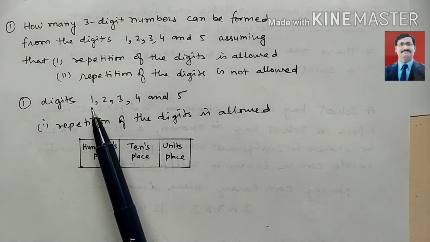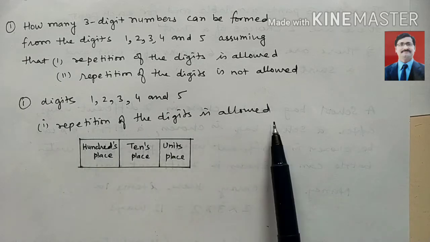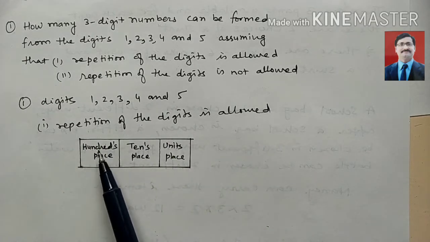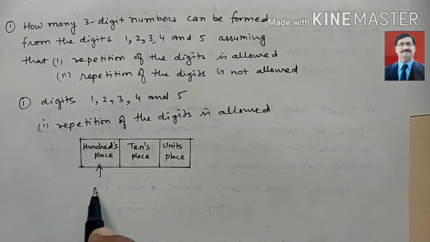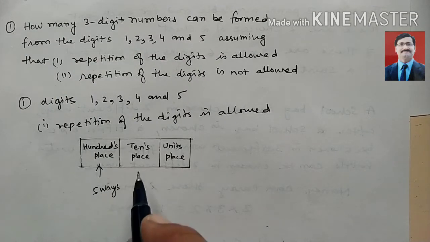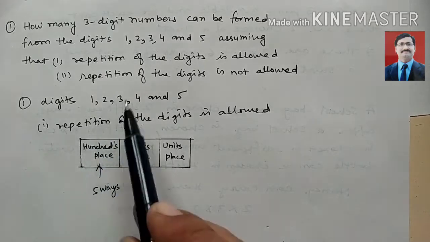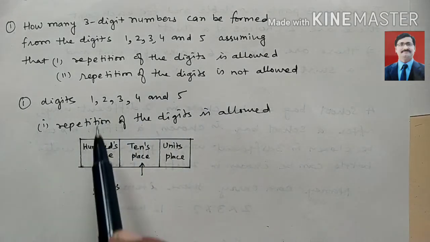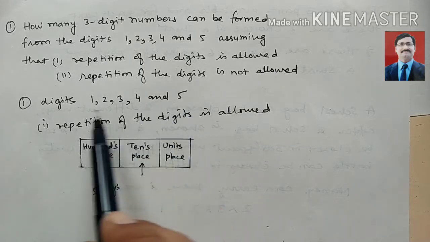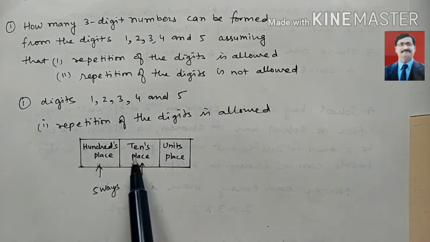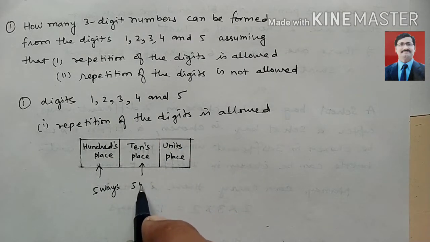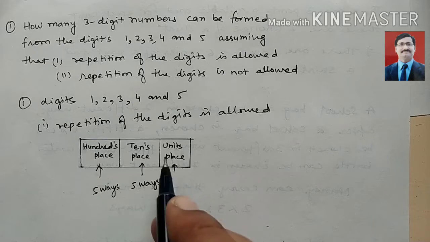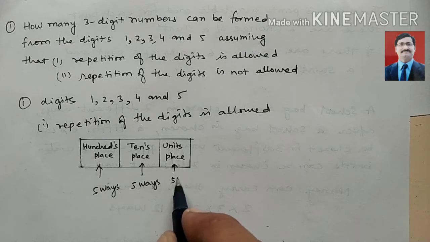Look here, the first case is repetition of the digits is allowed. So at the hundreds place we can put any digit. Okay, so we have 5 digits, so you have 5 ways to fill this hundreds place. Then second is the tens place. So you can repeat, suppose from this you select 3, and then from the remaining we do not exclude, we take all these numbers. So at the tens place we can put any of the 5 digits from above. So we have 5 ways. Okay, now the unit place also we have 5 ways.